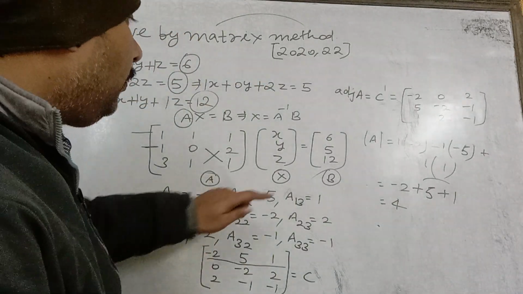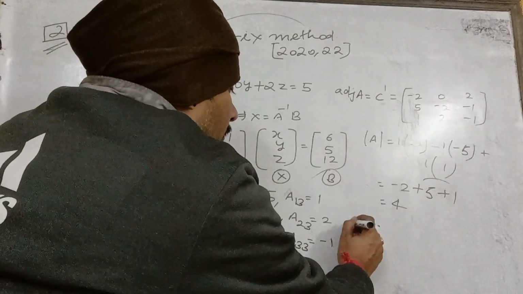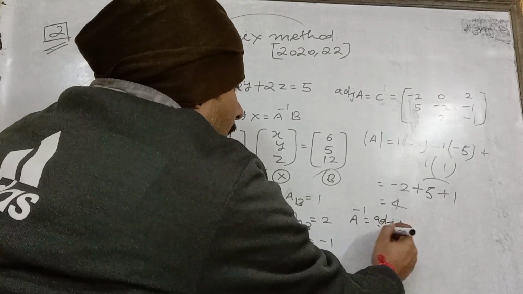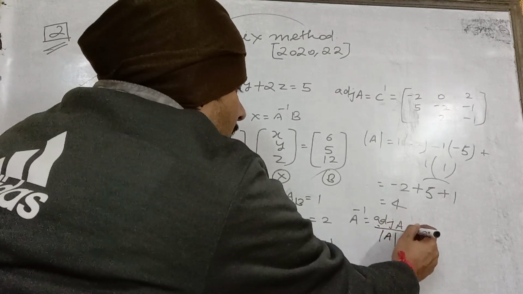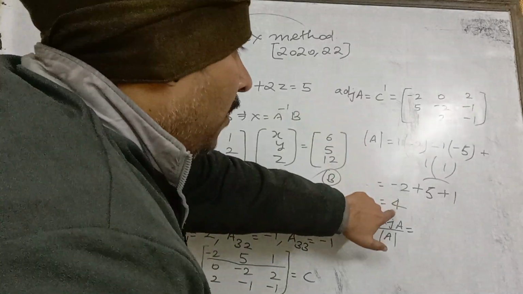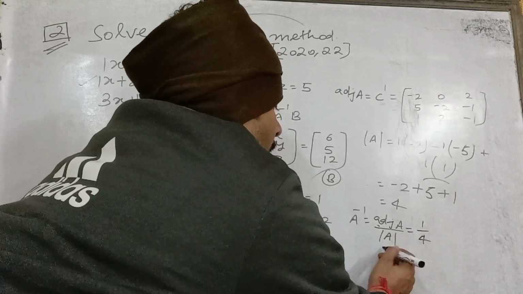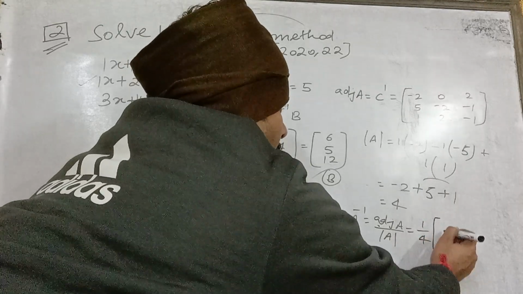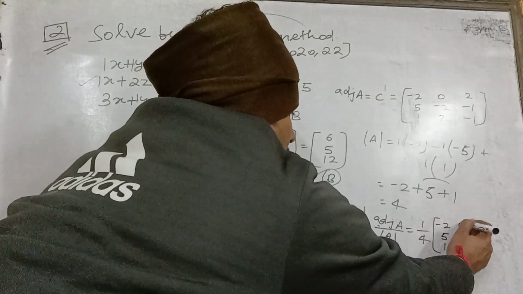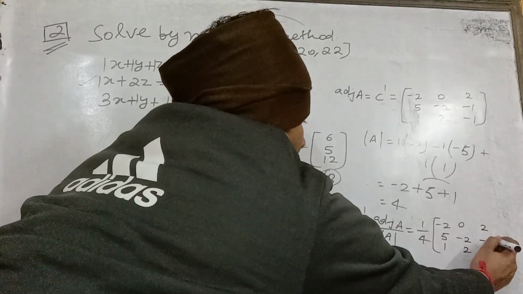Now inverse equals to adjoint A upon determinant A. And value of the adjoint A is here and divided each term by 4. So this value becomes 1 by 4. Value of determinant is 4. And value of adjoint is that minus 2, 5, 1, 0, minus 2, 2, and 2, minus 1 and minus 1.